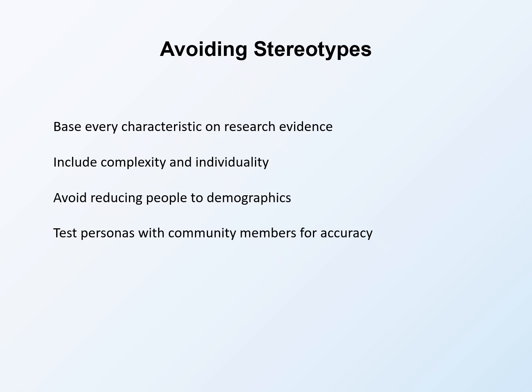Include complexity and individuality. Real people contain contradictions. Maria is health conscious but struggles to find time for exercise. She's skeptical of the healthcare system but fiercely advocates for her mother's care. Avoid reducing people to their demographics. Maria is not defined by being Latina or being 52. Those are facts about her, but she's a full person with unique characteristics.